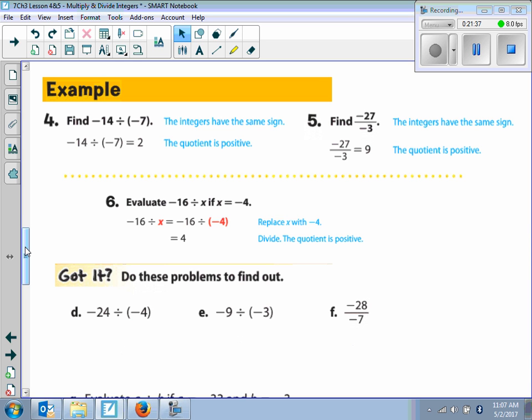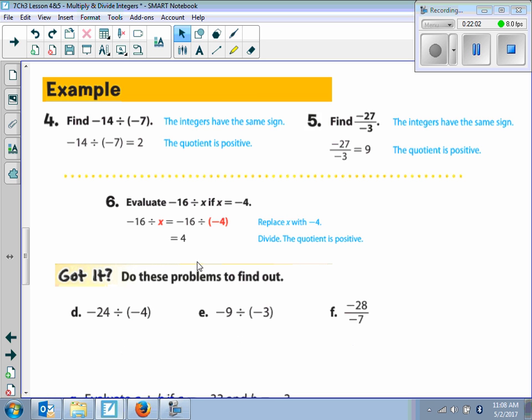Same sign means that your answer is going to be positive. So 14 divided by 7 gives me a positive 2. Negative 14 divided by negative 7 gives me a positive 2. Over here, negative 27 divided by negative 3, divide like normal, and the answer is going to be a positive. So that's going to be a positive 9.